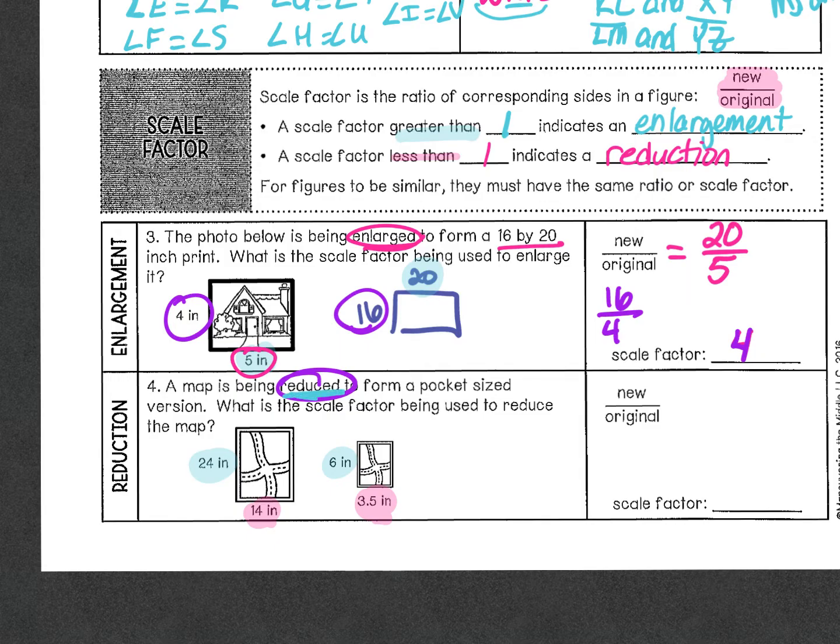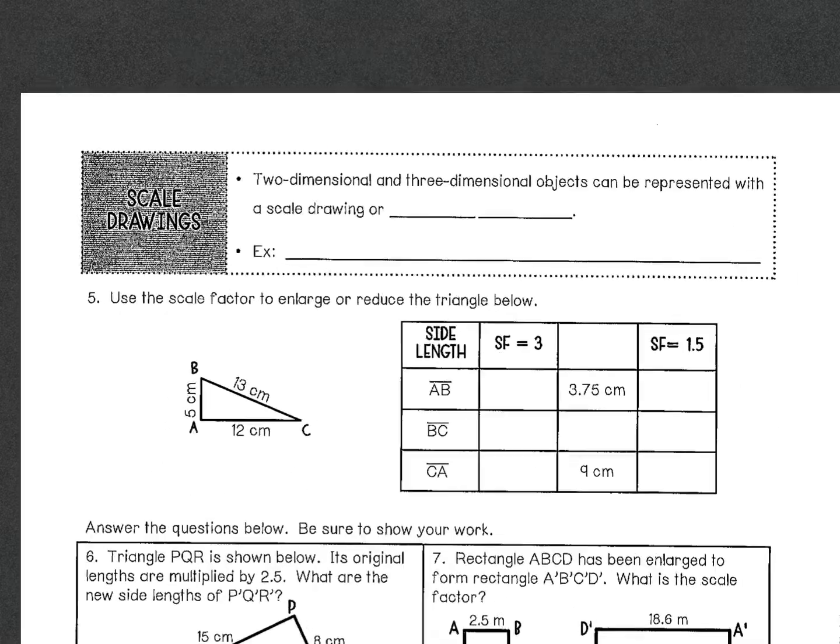That's the smaller one. So that's going to be 6 over 24, which becomes 1/4. Okay. If we do 3.5, the new one over the original, it still is going to equal 1/4. Okay, so my scale factor here is 1/4. We can leave it like that. If you go 0.25, that would also work. 1/4 is 0.25. Okay, so now let's scale drawings on the next page.